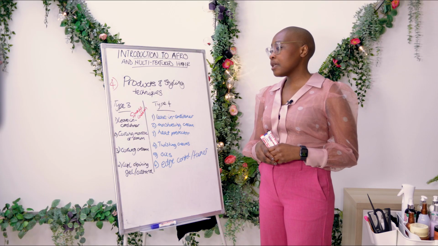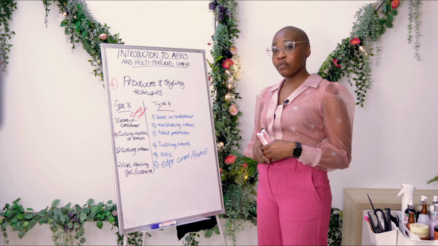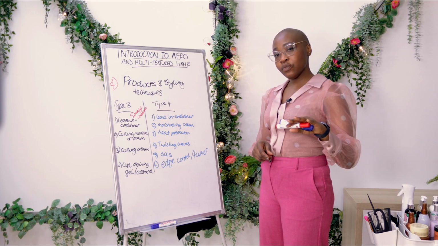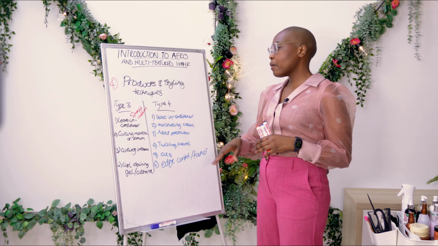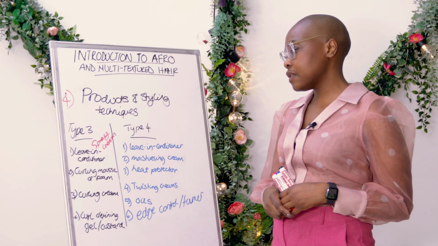Another example could be if you wanted to use Moroccan oil product, that's a very lightweight curl defining cream. Works great for your type 2 hair texture to your 3A, but once you get to your 3C hair texture, you need a cream that's a little bit more on the thicker and heavier side.